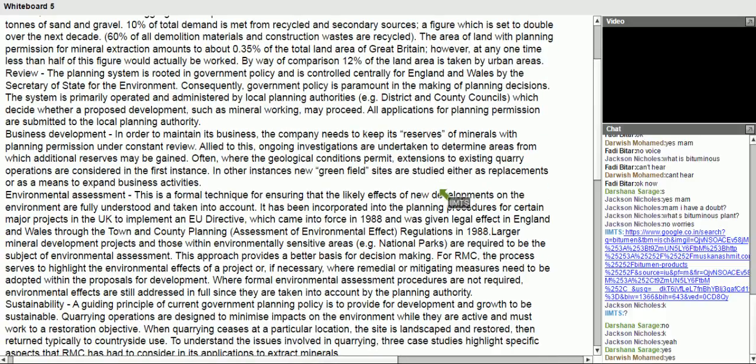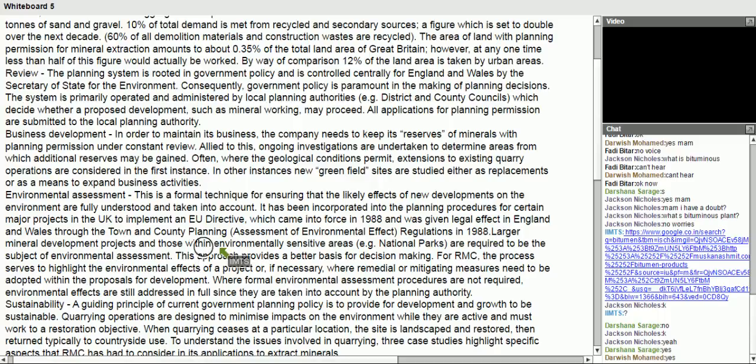This is a formal technique for ensuring that likely effects of new developments on the environment are fully understood and taken into account, right? It has been incorporated into planning procedures for certain major projects in the UK to implement an EU directive, which came into force in 1988 and was given legal effect in England and Wales through the Town and Country Planning Regulations in 1988. See, regulations regarding the environment are very strict in the US and UK. So companies keep that in mind, otherwise they will be penalized heavily for it. And their reputation will be tarnished as well.